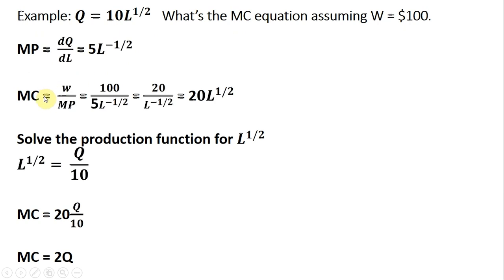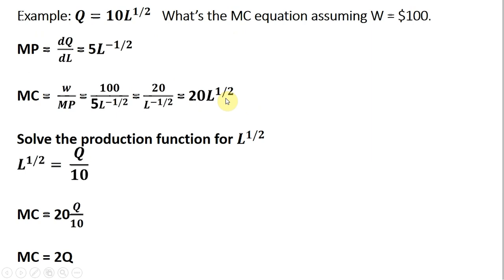Given that marginal cost is the wage divided by the marginal product of labor, let's make some substitutions. The wage is 100, and the marginal product of labor, as we solved up here, I'll write it down here. And then doing some simplification, 100 divided by 5 is 20. And then following the rules of exponents, we're going to take this L to the minus 1/2 and move it up into the numerator. So marginal cost equals 20 times L to the 1/2.